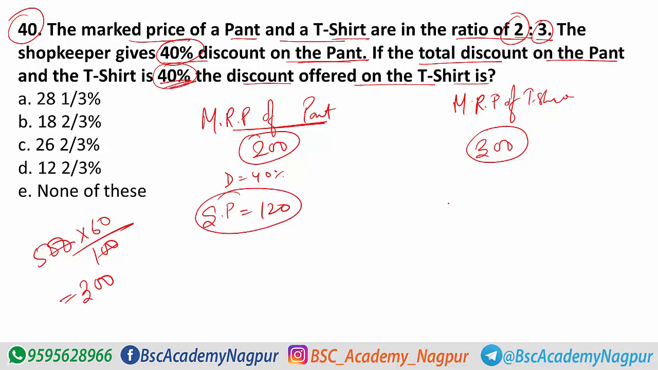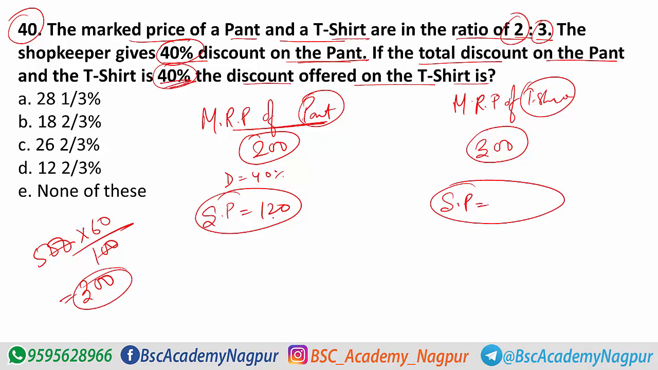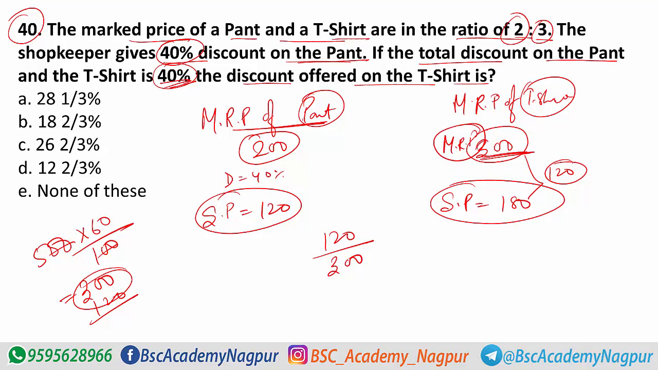So we sold these articles, selling price of pant and selling price of t-shirt, total will come how much? Total will come 300. Pant sold at 120 and total will get 300. So how much money will we get on the t-shirt? Subtract 120, we get 180. So tell me how much discount is given on this t-shirt. MRP was 300 and we sold it at 180. So 120 is the discount given on the t-shirt. So 120 is how much percent?